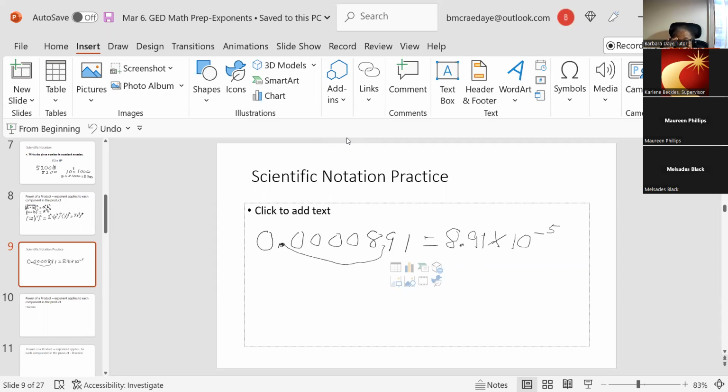Mercedes, you all right? Mercedes, are you there? You're on mute. Oh yes, sorry. Are you okay with Maureen's answer? I was a bit doubtful. Oh no, I know it's a -5 because you moved to the right. The exponent is negative, the number of places you moved it, and Maureen moved it 5 places. You just counted. The 4 zeros and the 8 make up 5 places, right?